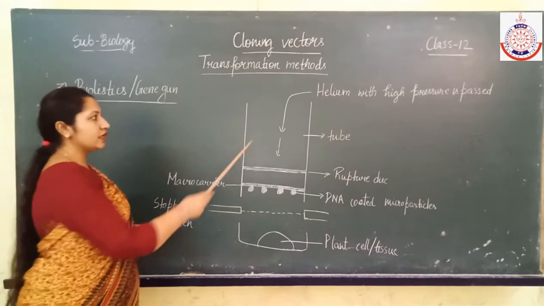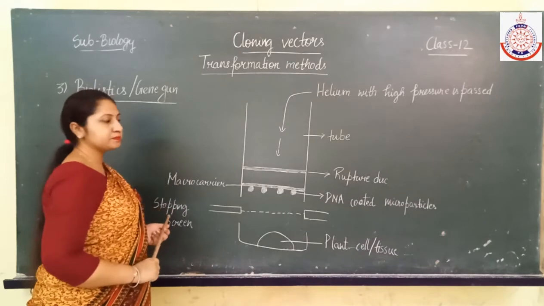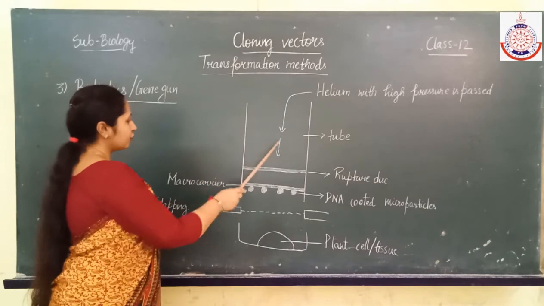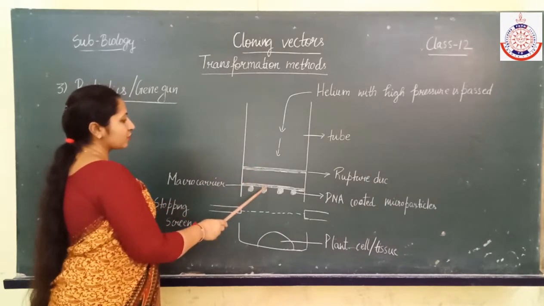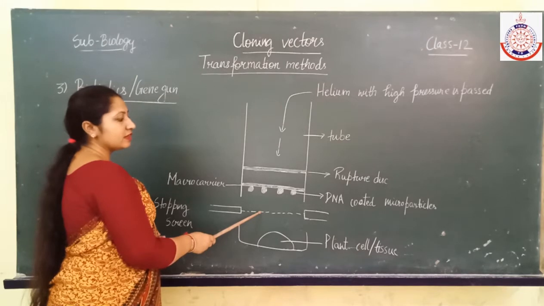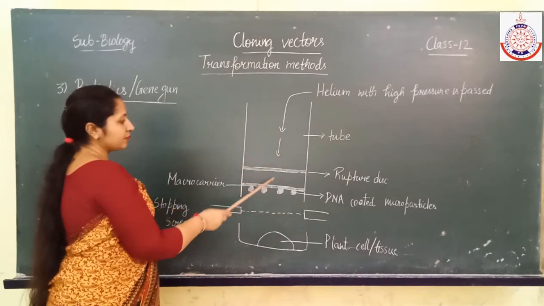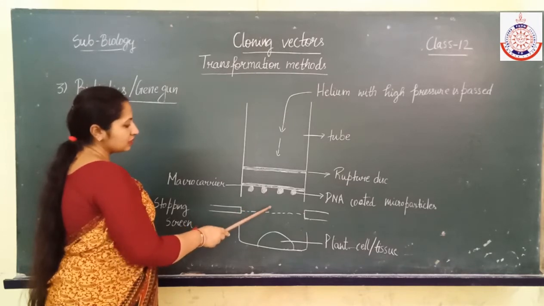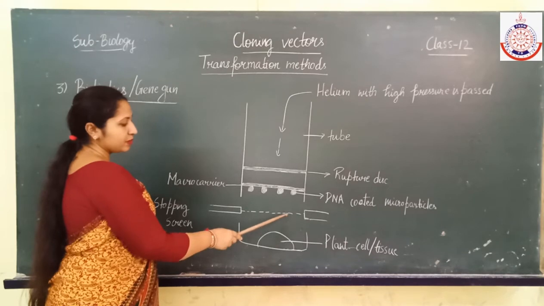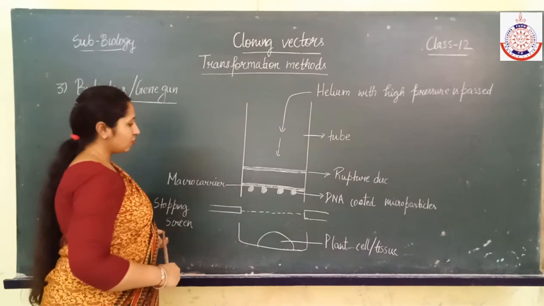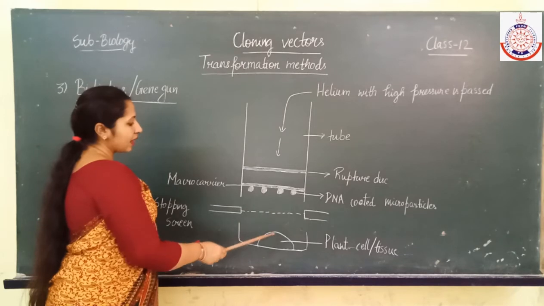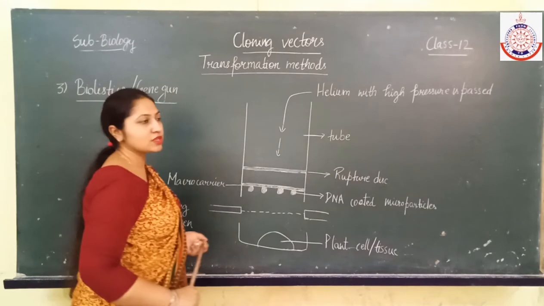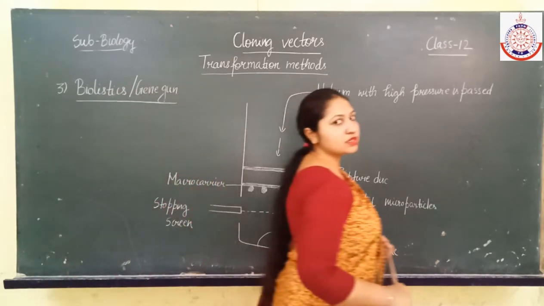Let's see again. Helium is passed with high pressure, then it ruptures the disc, and then it falls over the macrocarrier. The macrocarrier is stopped by the stopping screen, but because of the helium pressure, the DNA-coated microparticles pass through the gaps in the stopping screen and are able to enter the plant cells or tissues. In this manner the transformation occurs.